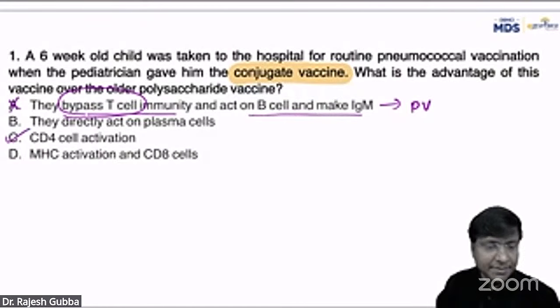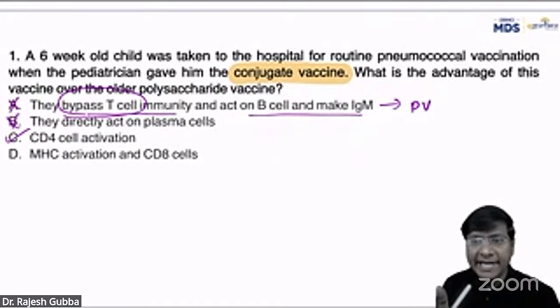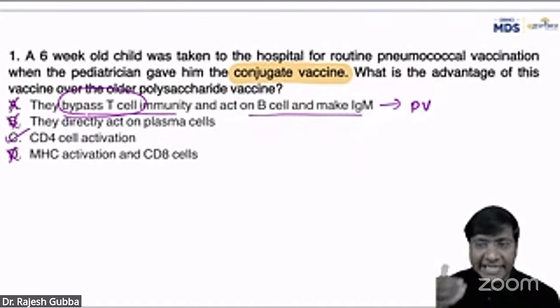You take option B. Option B, right? They directly act on plasma cells. Remember, no direct plasma cell activation without immune processing. So your B is out. And your MHC activation and CD8 cell, they have a cytotoxic response. They are not at all relevant here. So the correct answer is what? CD4 cell activation is the correct answer here.